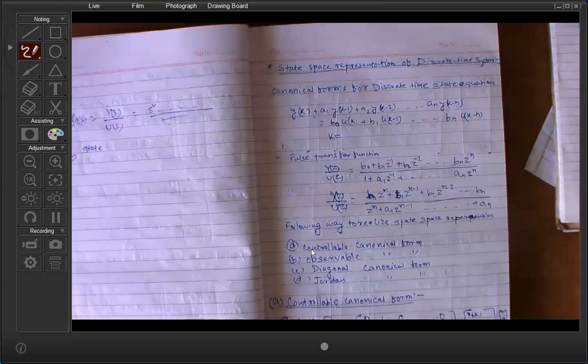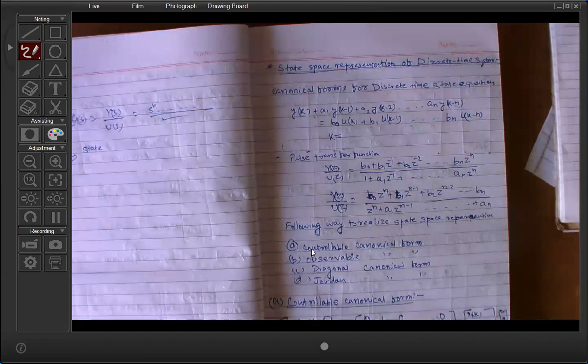Suppose you want to check the controllability, as I discussed in the continuous time domain, what we mean by controllability and observability. If you want to check the controllability of a state space representation, it is better to represent the given pulse transfer function in controllable canonical form. If you want to check the observability, it is better to represent the given system in observable canonical form.